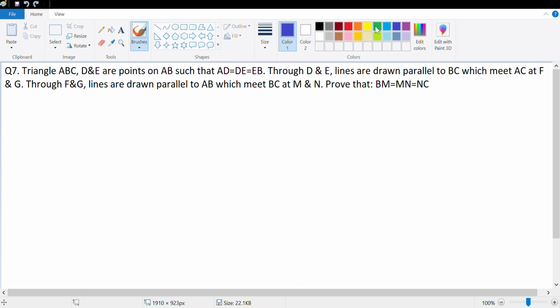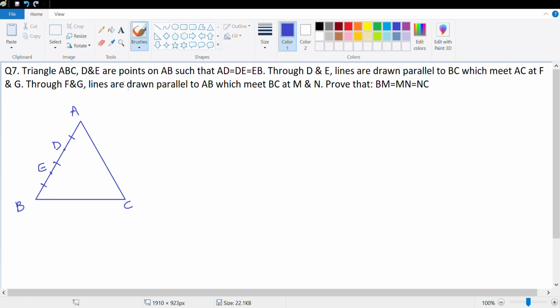Question number 7 states triangle ABC, D and E are points on AB such that AD is equal to DE is equal to EB. Perfect. So no rough diagram given. Let's try and draw a rough diagram. So this is triangle A, B and C. D and E are points on AB such that AD is equal to DE. Okay. So we are dividing this basically into 3 equal parts. This is AD and this is DE. What is given is AD, DE and BE are equal.